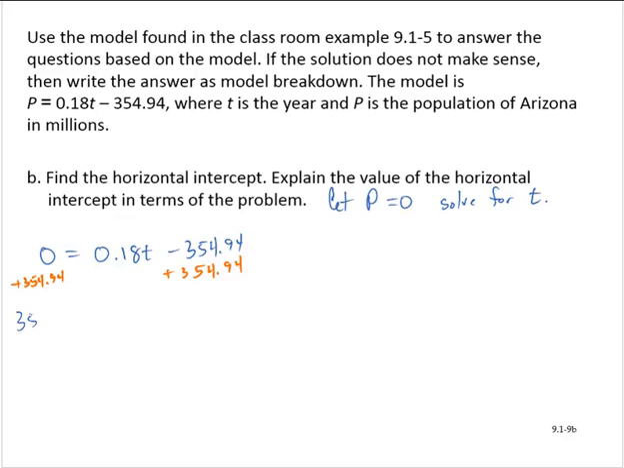So then 354.94 is equal to 0.18t. And to isolate the t, I'll divide through by the 0.18. I'm using a calculator for this step. Let's see, 354.94 divided by 0.18 is about 1971.9.